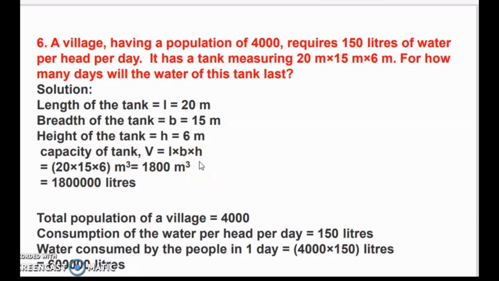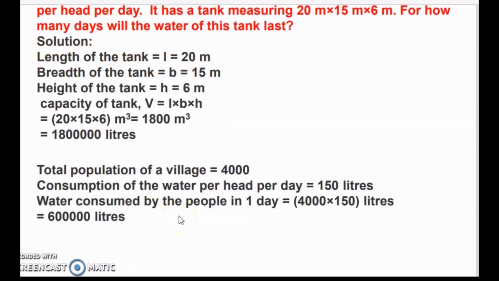So when you multiply length into breadth into height, that is 20 into 15 into 6, you will get it as 1800 meter cube. But you need it in liters because for one person they have given the capacity in liters. So then when you multiply with 1000, this one you will get it in liters. So this is the first part.